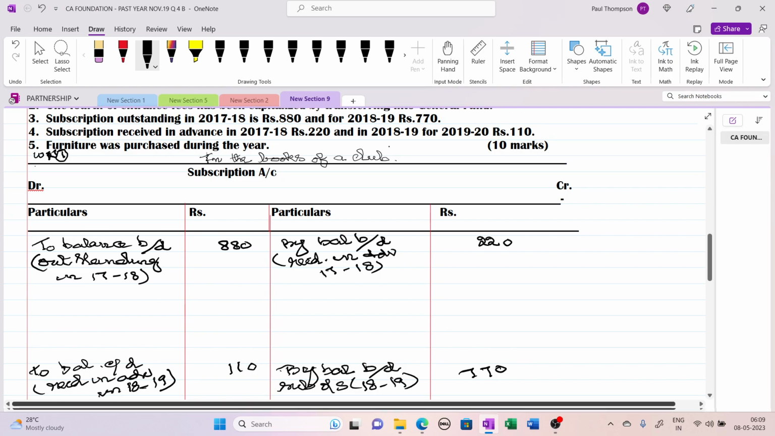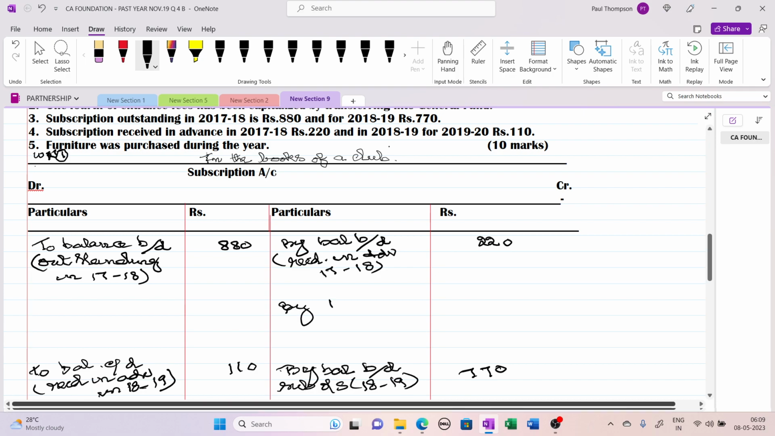First thing is that the opening balance outstanding should appear on the debit side because always the asset is having a debit balance, and the closing balance will automatically appear on the opposite side. And received in advance is having a credit balance. Opening balance will appear on the credit side of your subscription account, and the closing balance will appear on the opposite side. Now coming to by receipt and payment account.